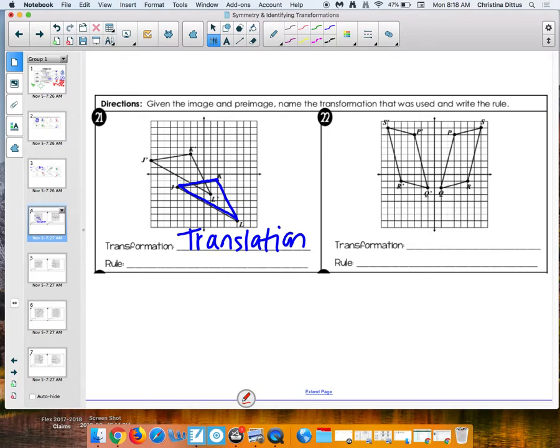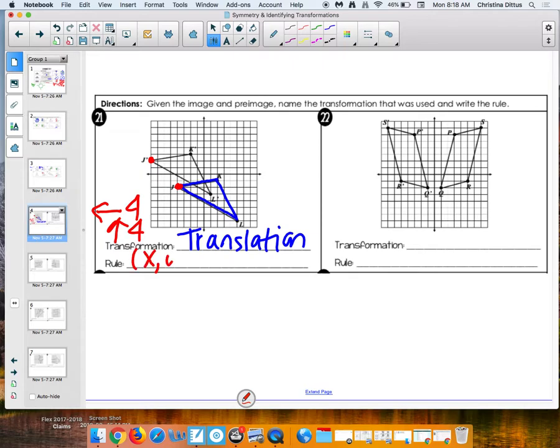I personally like to pick point J, new J is right there. It's still on the left and kind of upper part of your triangle, so it didn't get rotated, flipped, anything. It's still upper left to upper left. Our rule, well, what happened? If this is where we start, did we go left or right? We went left. Did we go up or down? Up. How much left did we go? 4. How much up? 4.